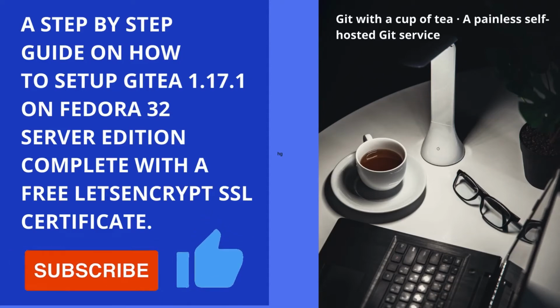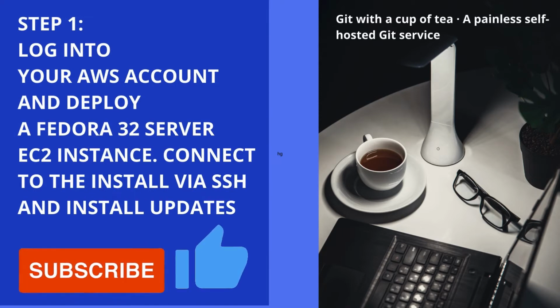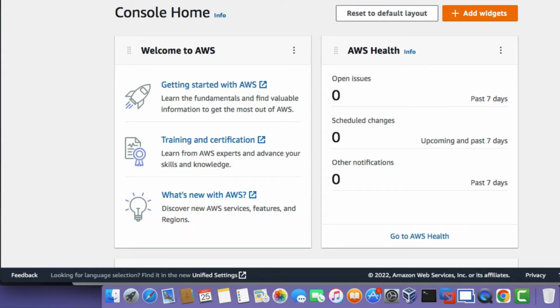So today I'm going to be showing you how to deploy Gitea 1.17.1 on Fedora 32 Server Edition. I'm going to complete this tutorial on the Amazon EC2 service, and specifically I'm going to deploy a Fedora 32 Server Edition EC2 instance. I've already signed into my Amazon account.